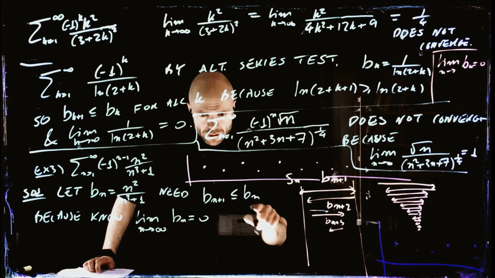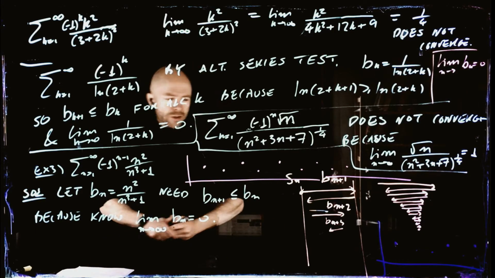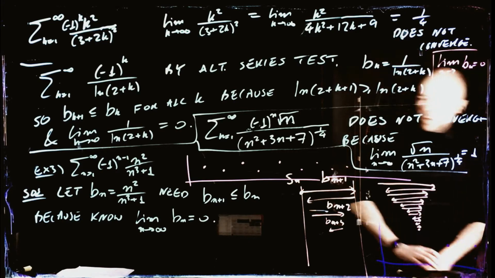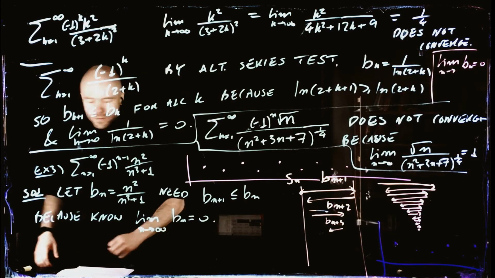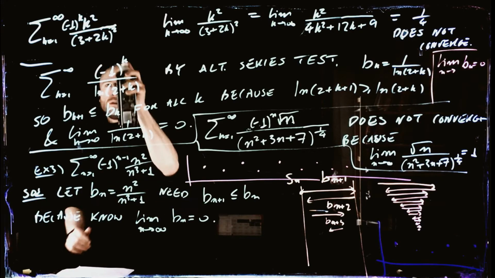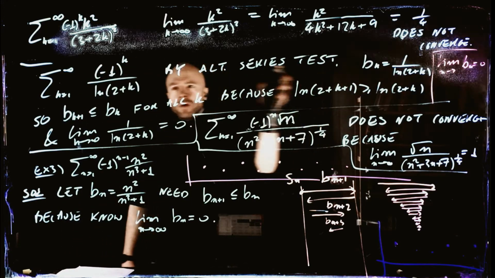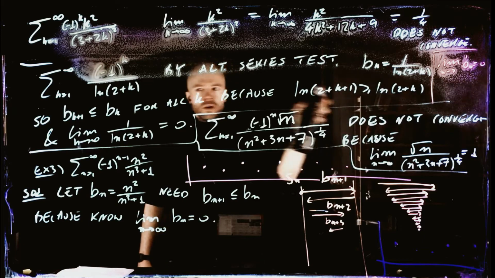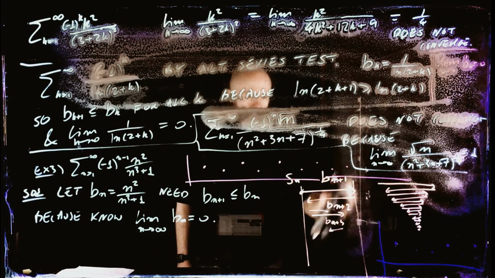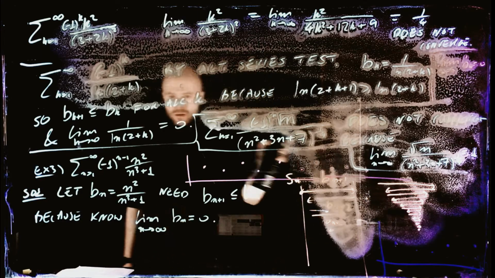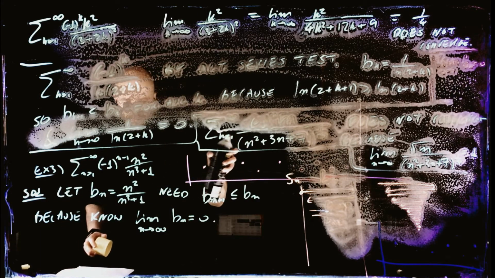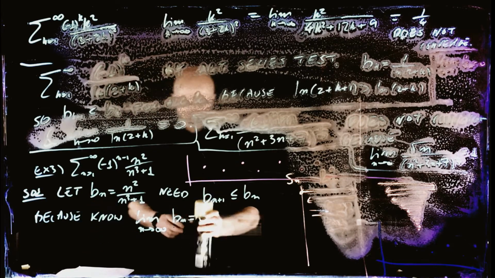Cool. How are we going to check this? What's your advice about how we check this? How did we learn to check that something's decreasing? What methods do we have? Take the derivative of what? What function?